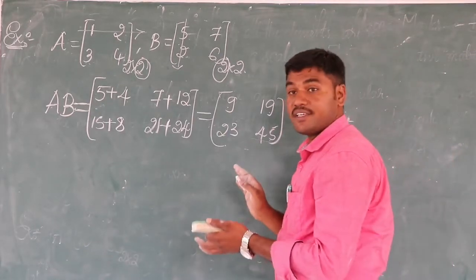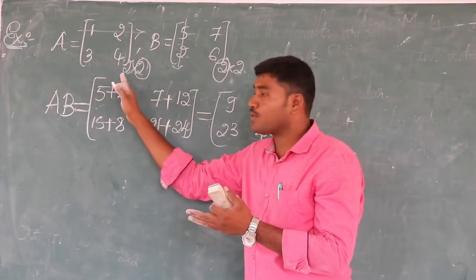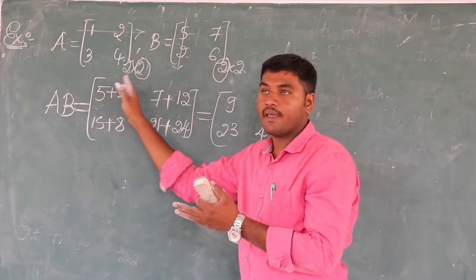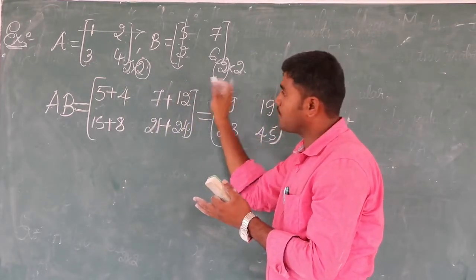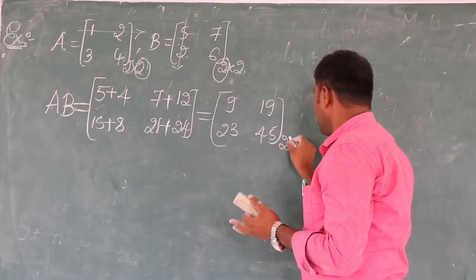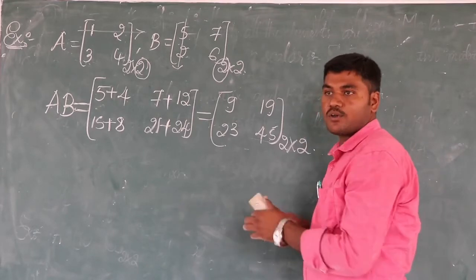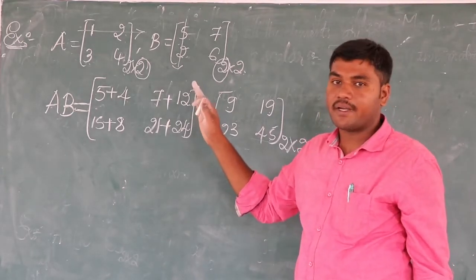See, as you know, the desired resultant matrix will have the order: number of rows of matrix A by number of columns of matrix B. Here 2 rows are there, 2 columns. Then the desired matrix has the order 2 by 2. This is all about multiplication of matrices.